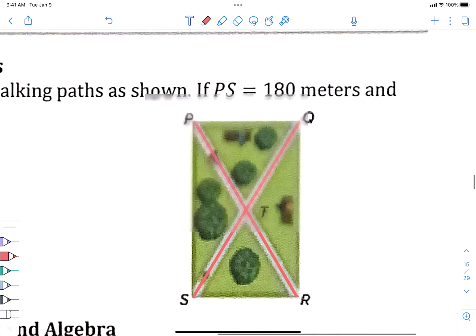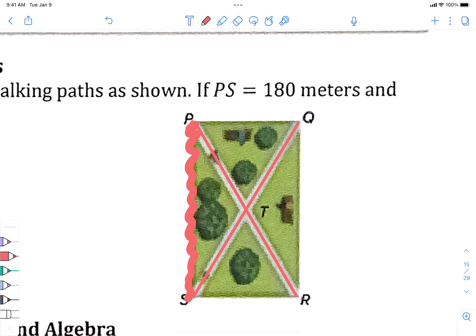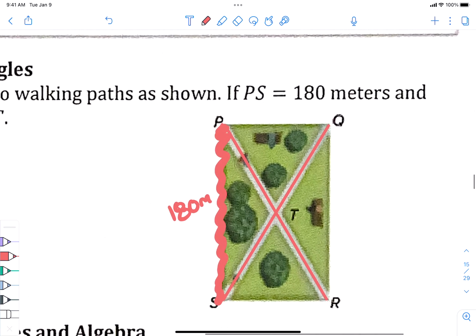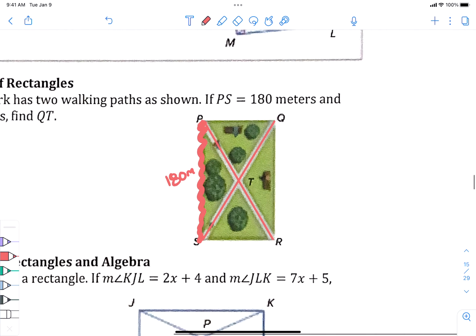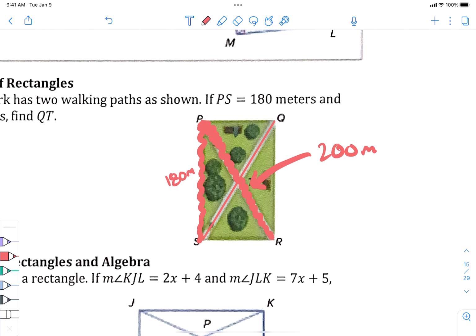It says if PS, now PS is a side from here to here. It's not one of the diagonals. This is 180 meters. And it says PR is 200 meters. PR is this length from here to here. That's 200. They want to know what the length of QT is.